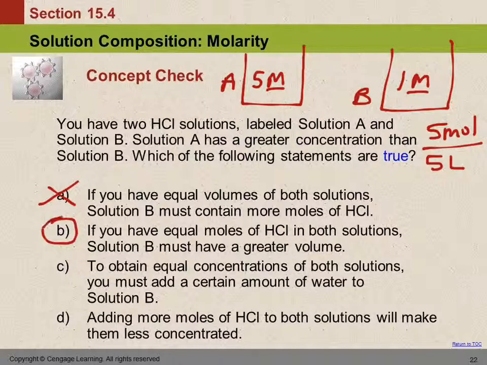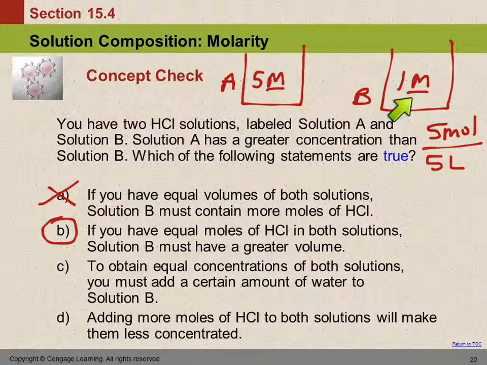And I'm not going to ask you questions like this on an exam, but I think it's helpful to think about them in lecture. If we want to get equal concentrations of both solutions, you need to add a certain amount of water to solution B. Will adding more water to this make the concentration go up?